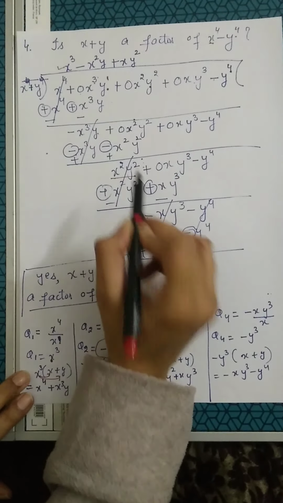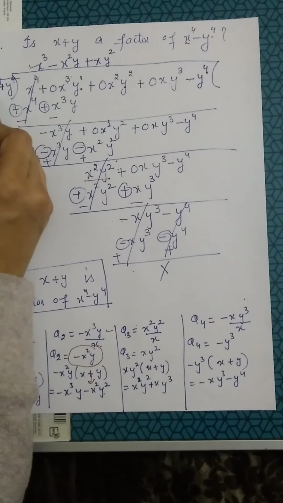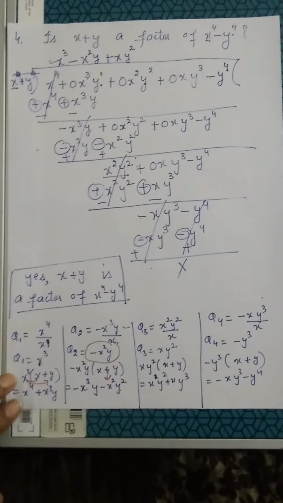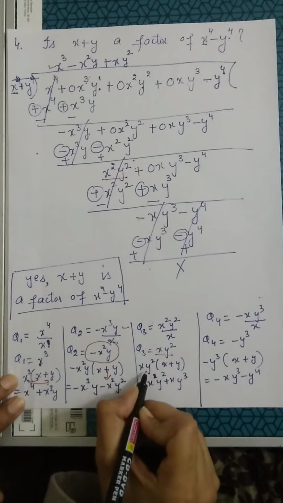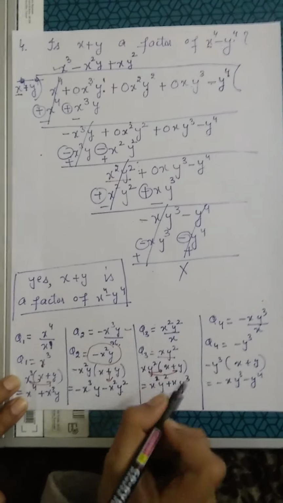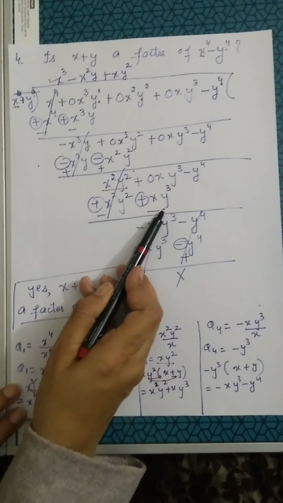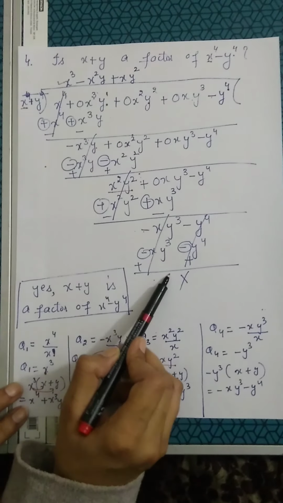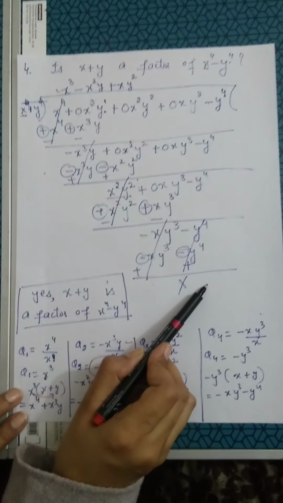I got x square y square as the largest term here. So this will be divided by the first term of the divisor. Again I got xy square. Then this will be multiplied with the divisor. And here I got the terms. So this is how we keep on continuing, and when we divide, I got remainder 0.